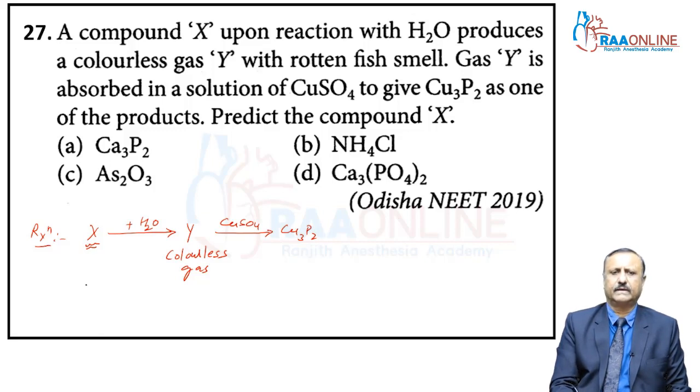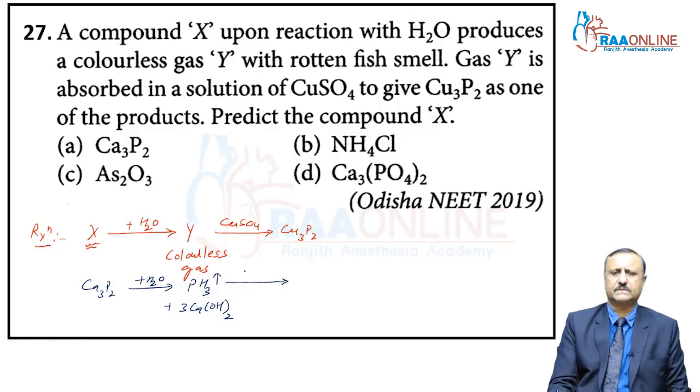When you can get the Ca3P2, because this reaction is also given in your book, Ca3P2, calcium phosphide, when it reacts with water, this PH3 gas is born, my dear students, phosphine gas, plus 3Ca(OH)2 is obtained as a byproduct.